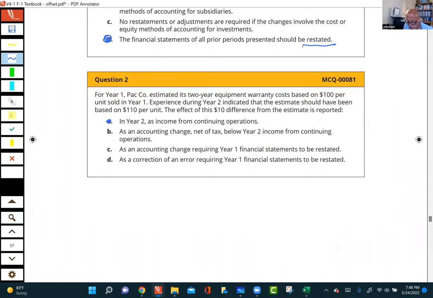For year one, the company estimated 2 year equipment warranty cost based on $100 per unit sold in year one. Experience during year two indicated the estimate should have been based on $110 per unit. The effect of this $10 difference from the estimate, we have what? A change in accounting estimate. And so there is not going to be any restatement for a change in accounting estimate. Nobody picked that, right? Okay, and then B, an accounting change net of tax below year two income from continuing operations.